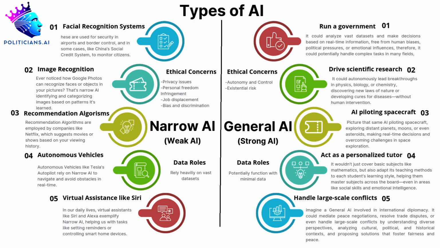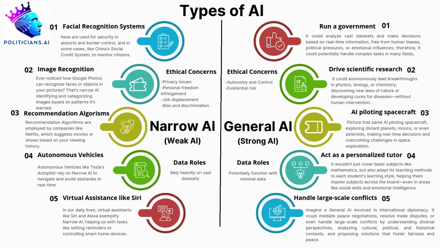AGI could also revolutionize education by acting as a personalized tutor for every student. It wouldn't just cover basic subjects like mathematics, but also adapt its teaching methods to each student's learning style, helping them master subjects across the board, even in areas like social skills and emotional intelligence.